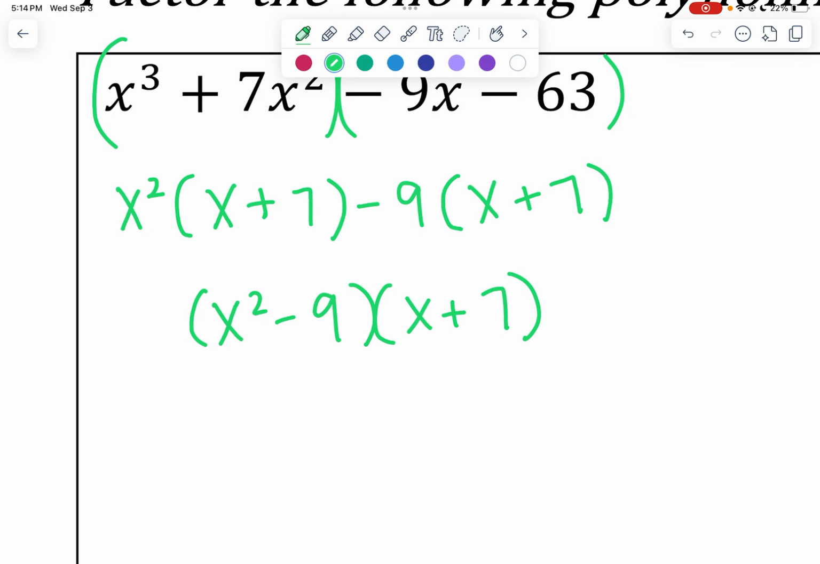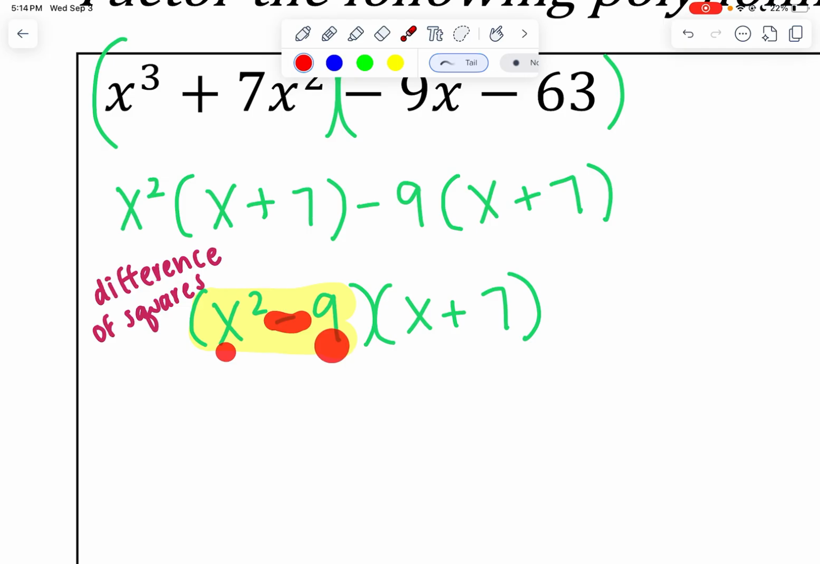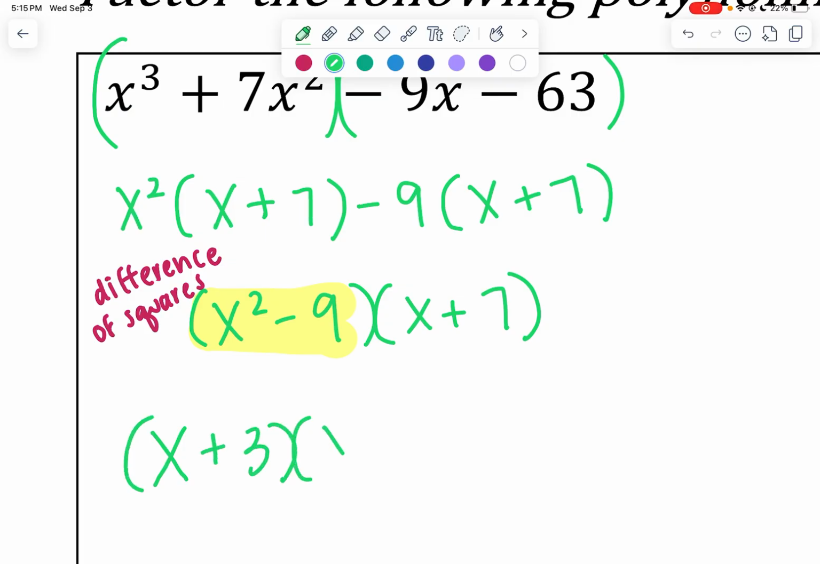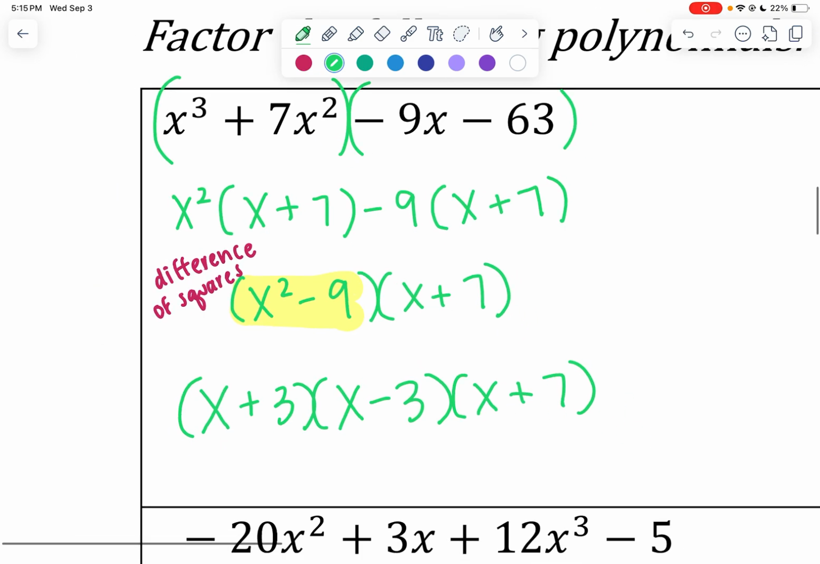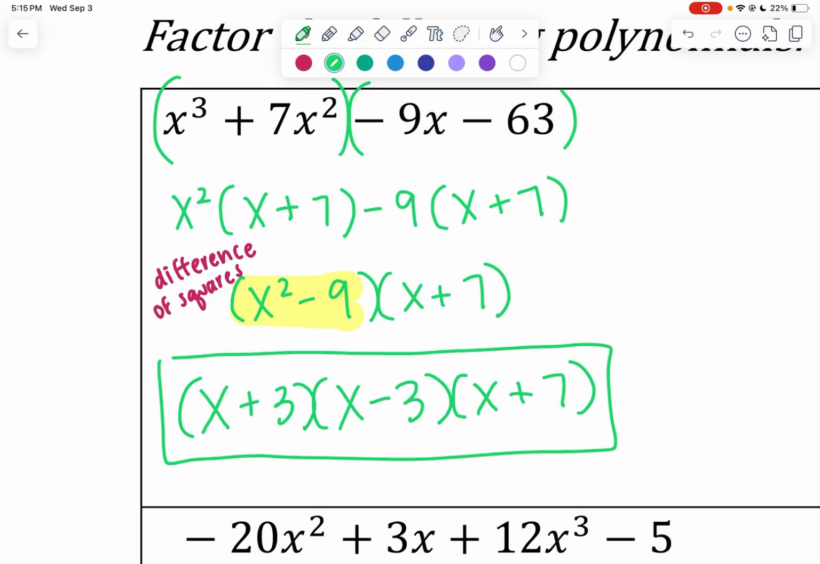Now, sometimes we'll stop here, but this one can be factored more because of this right here. This is called a difference of squares. Difference of squares means the difference, subtract, and I have 2 perfect squares. The way that these are going to factor is that you're going to square root each part. So the square root of x squared is just x, and the square root of 9 is 3, but technically plus or minus. So that's going to factor to x plus 3 times x minus 3 with my other factor of x plus 7. And that's that polynomial in factored form.